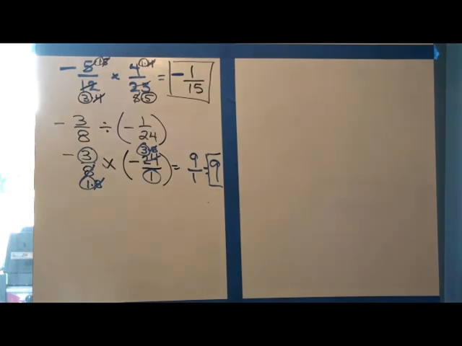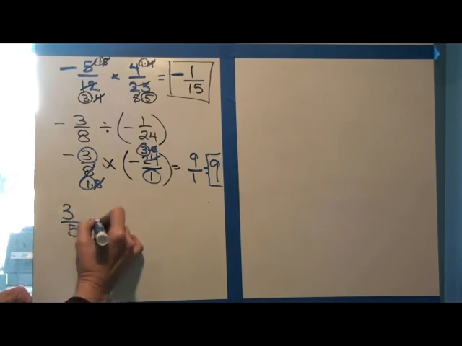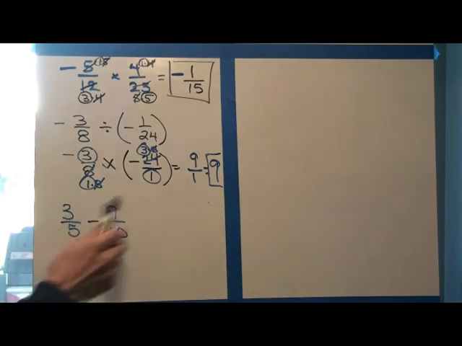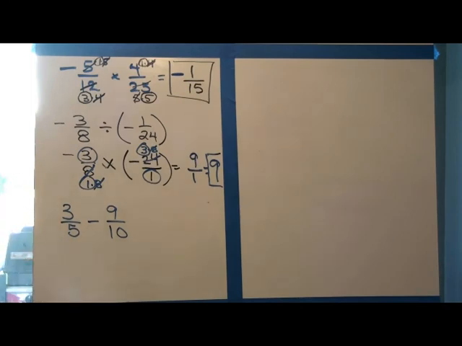Now with adding and subtracting, it's a little bit more important paying attention to those signs as you go along. So if you have 3/5 minus 9/10, what you want to do is get a common denominator so that your denominator is set. You can't cancel anything, you can't do anything like that because this is adding and subtracting. So change gears, you need the common denominator. Now in this case, 5 goes into 10, so we can use 10 as our common denominator.